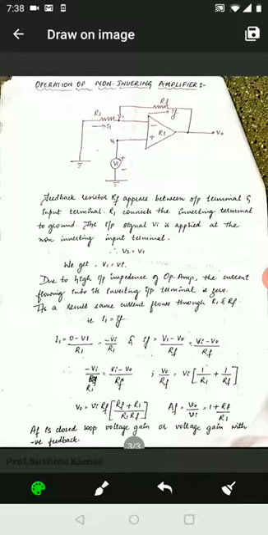If I now consider this Vi outside, we will get V0 upon Vi is equal to 1 plus Rf upon R1. Why do we get it as 1 plus Rf upon R1? By the cross multiplication, the terms get cancelled and we get the value 1 plus Rf upon R1.